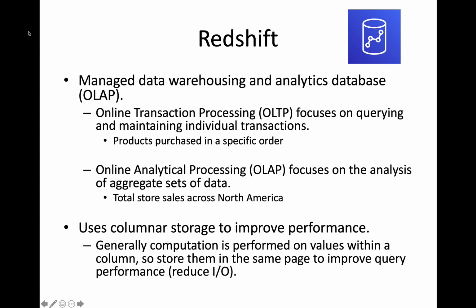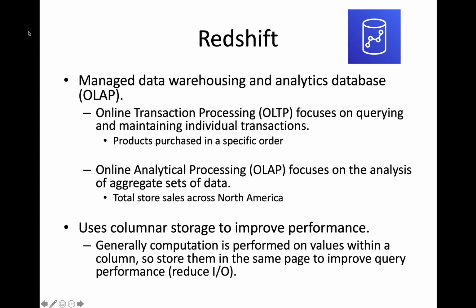In a columnar-based database like Redshift, the data is actually stored in columns versus rows, which might seem a little bit funny at first. But imagine taking a traditional relational database and pivoting the table so that our rows become columns. By storing the data in columns, it can greatly improve the performance of certain types of queries. And those types of queries are the OLAP queries, which are focusing on aggregation and aggregate sets of data.